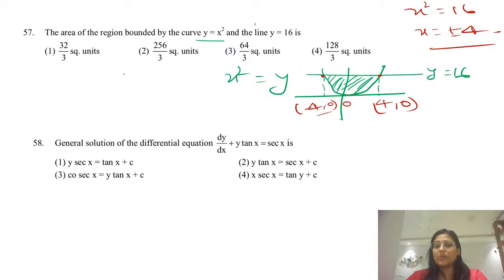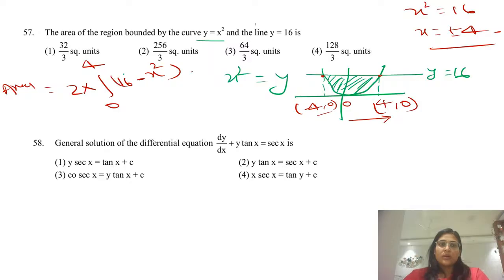Correct? Instead of taking both, area is nothing but twice of 0 to 4. Wherever we are going from left to right, we have to take the upper graph minus the lower graph. Which one is the greater graph? That is y is equal to 16 minus of x square. Now we can just further integrate this: 16x minus x cube by 3.